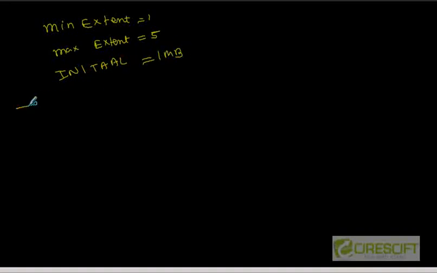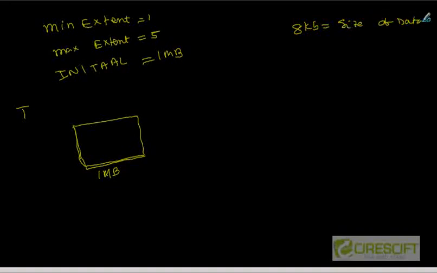That means whenever we create this table T and insert some value, the first extent of 1 MB is allocated. So this is to start with. During the first insert, 1 MB is allocated, and assuming 8 kilobytes is the size of your data block, we have 1 MB divided by 8 KB. Whatever this value is, that many consecutive blocks are there.